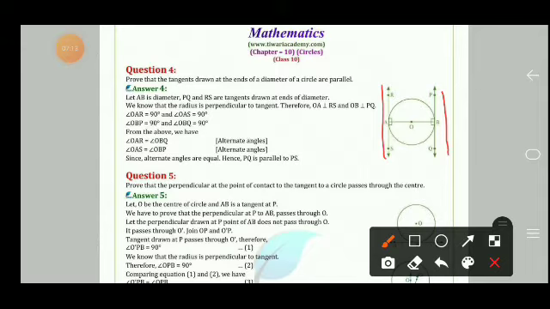So it means angle OAR and angle OAS are 90 degrees each, and angle OBP and angle OBQ are 90 degrees each. So we can easily see that angle OAR is equal to angle OBQ and angle OAS is equal to angle OBP, that is, alternate interior angles are equal. When the alternate interior angles are equal, it means the lines are parallel. So therefore RS is parallel to PQ.